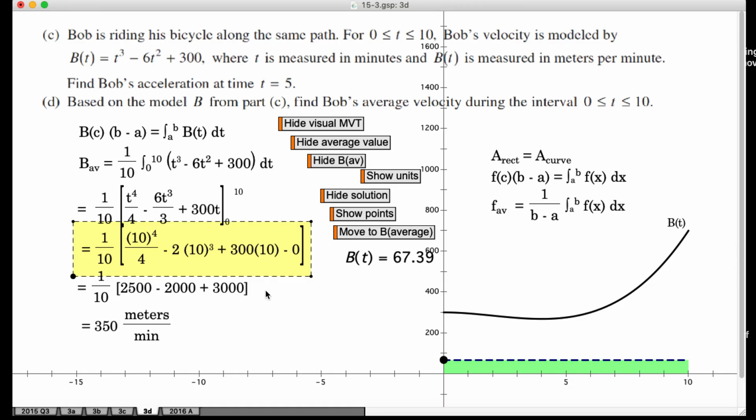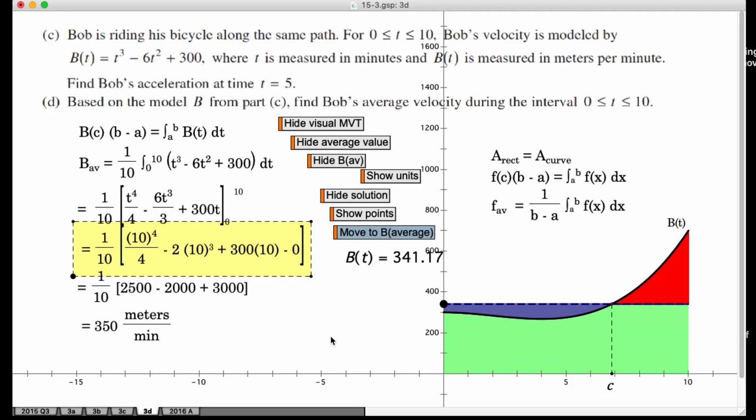Now see if I can move this over here. If I move this to the average value, this is the average height of this function right here. Okay, and if I move this to the average value, right over here is the average value. This is the height right here. You can see that this blue region looks very close, but it is exactly the same area as this red region. That would be the average value.